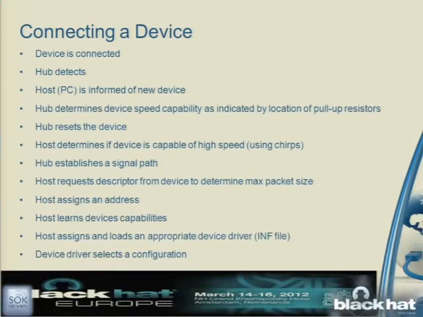You connect the device, the hub detects the device, your host is informed of the new device, and it determines whether it's low speed or full speed based on pull-up resistors, which one of the data lines it's connected to. It resets itself, enumerates itself, figures out what it can do, assigns it an address, and they start talking. Right?